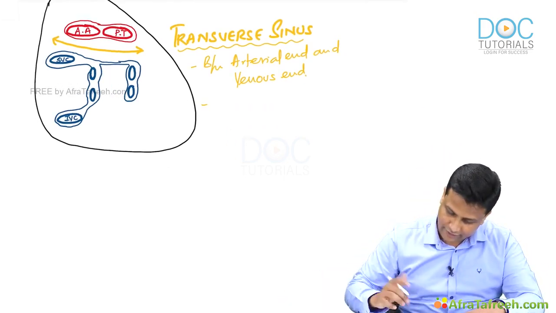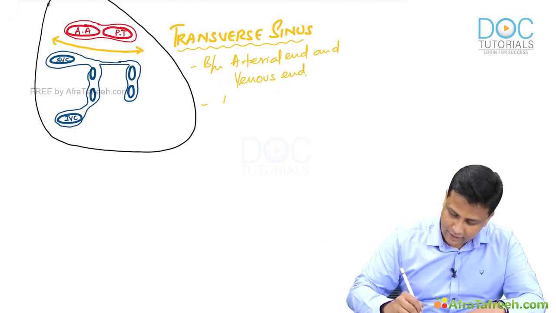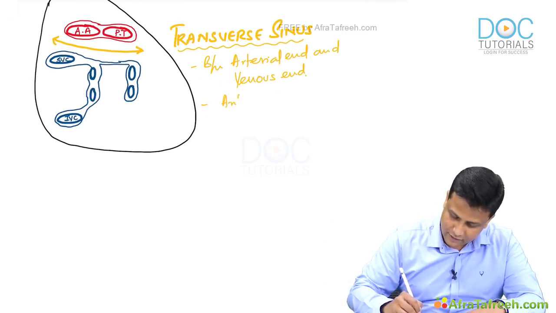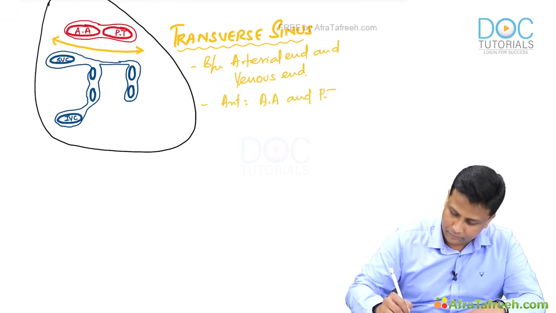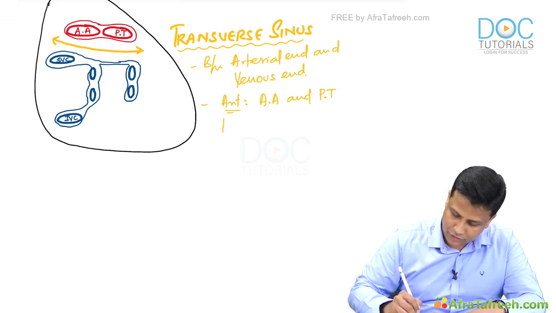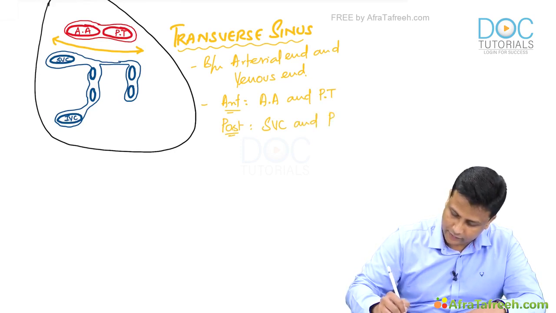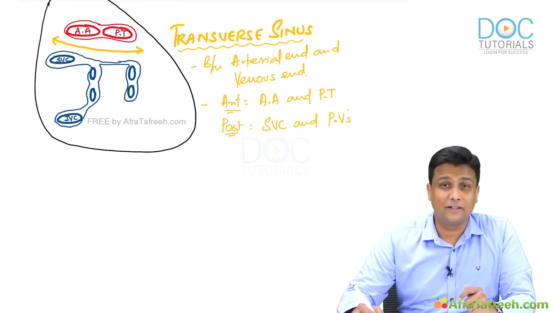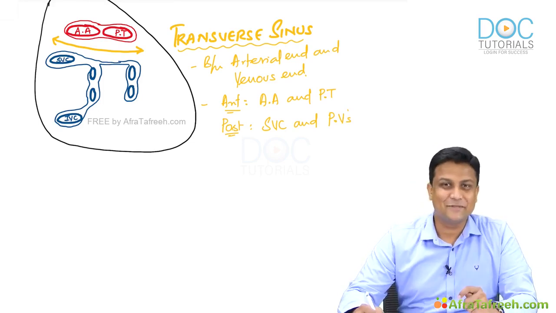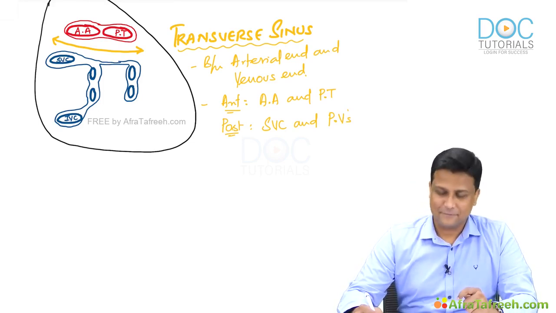So, therefore, start writing the notes with me now. Anteriorly, the transverse sinus will have the ascending aorta and pulmonary trunk, and posteriorly it will be bounded by the superior vena cava and pulmonary veins. That is the easiest way to remember the relations. Otherwise, in these diagrams, you will not be able to understand that one, guys.